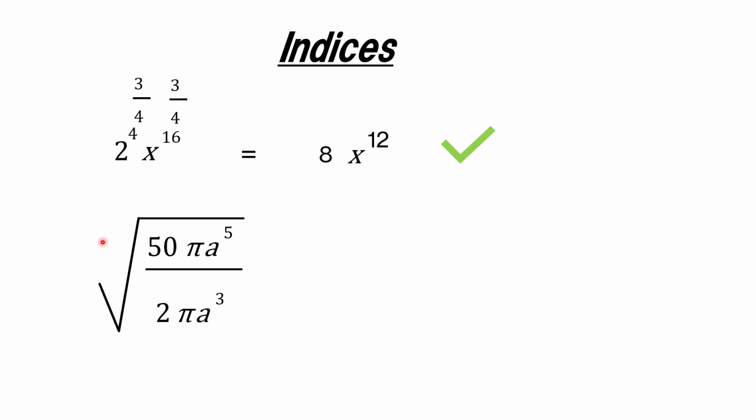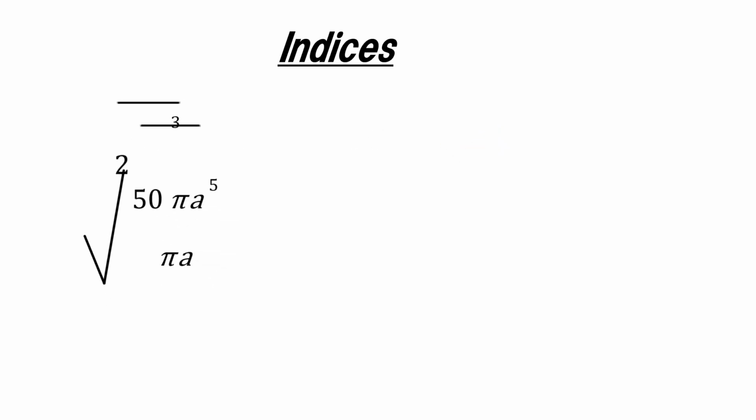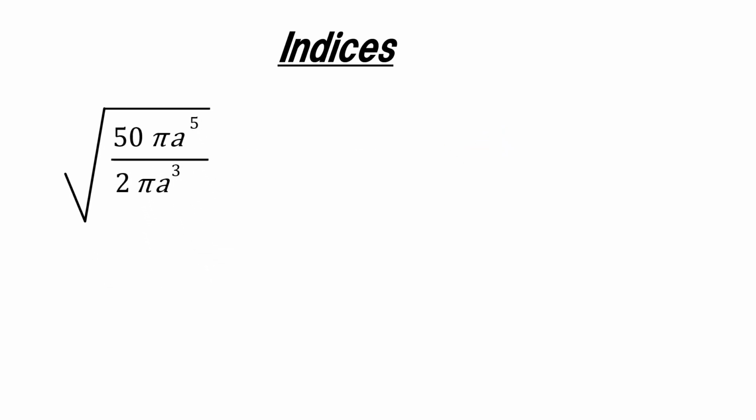It's this one. Oh, that's a nice one. Let's do it in a different slide. The square root of 50 pi a to the power of 5 divided by 2 pi a cube. It looks scary. Students will just leave this empty. Let's see how easy this is.